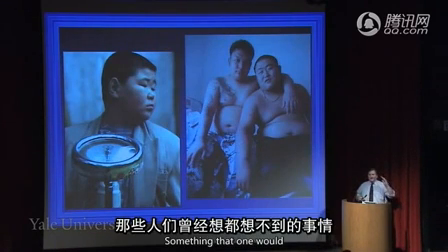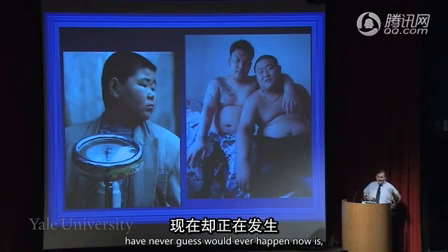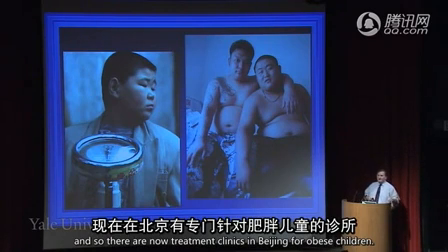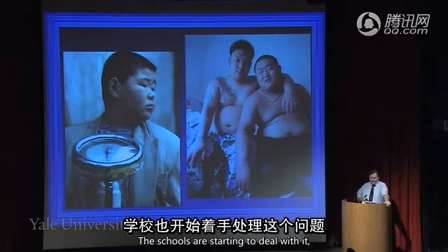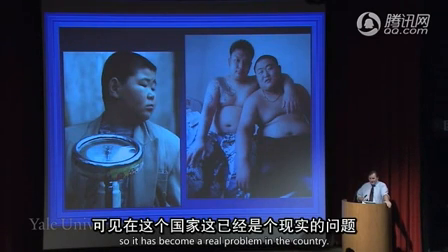And something that one would have never guessed would ever happen is now happening. There are now treatment clinics in Beijing for obese children. The health authorities are concerned about this greatly. The schools are starting to deal with it. So it has become a real problem in the country.